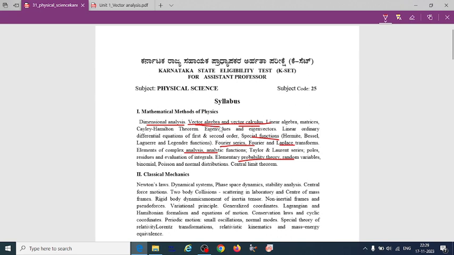To solve any problem, you must be thorough in the subject. Theory you must understand. Then if you know the basic things, you can solve the problems related to that topic. So first you should understand the theory.